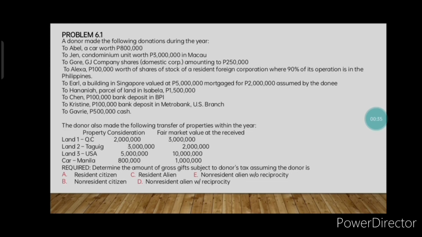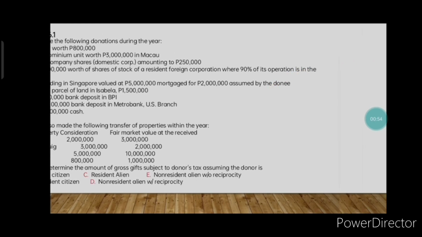So where do the non-resident citizen and the resident alien belong? They belong to the first classification, which is the resident or citizen donor. So meaning, they are the same in the amount to be put in the gross gifts. So we have here the example.